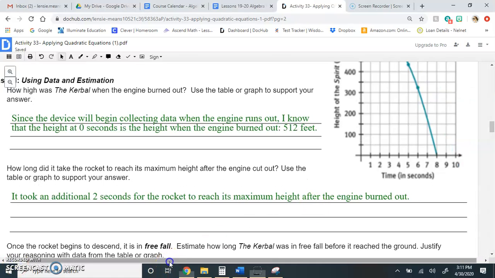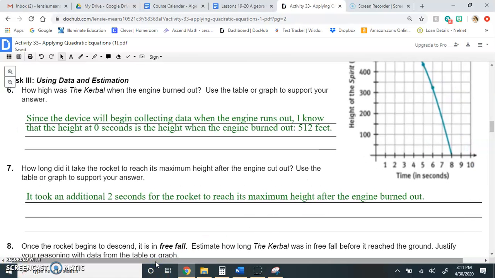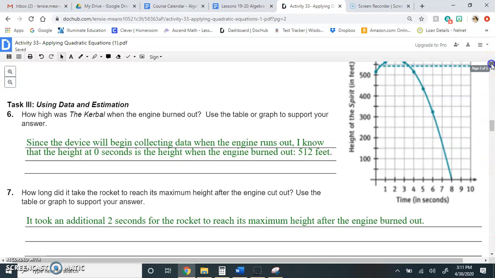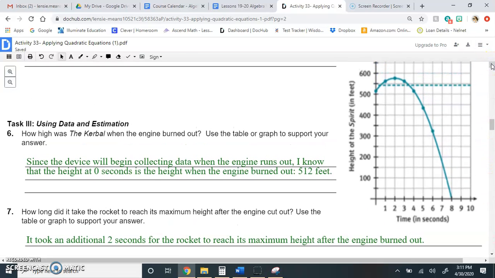Okay, looking at task 3, number 6, how high was the rocket when the engine burned out? Use the table and graph to support your answer. Well, of course, you want to see how high it went and when it started falling, no longer ascending but starting to descend. So I said, since the device will begin collecting data when the engine runs out, I know that the height at 0 seconds is the height when the engine burned out, 512 feet.